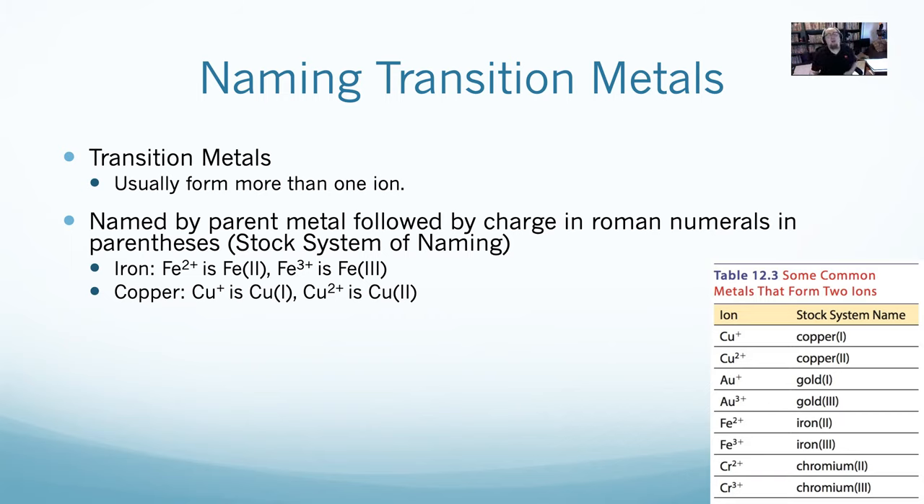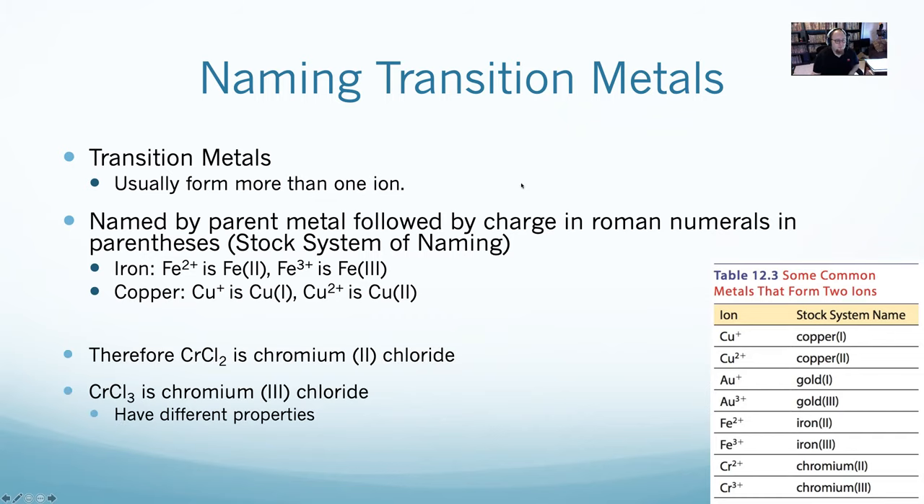And when you have a compound with them, you have to include the stock name. You can say we have chromium 2 chloride or chromium 3 chloride. Well, chromium 2 chloride and chromium 3 chloride have different properties, and so you need to keep track of them. How I know that this one is chromium 2 and this one's chromium 3, we'll get back to that. As I get a little further on ionic bonds, we'll cover that in more detail. I don't know if I'll get to that today, it might be Wednesday.